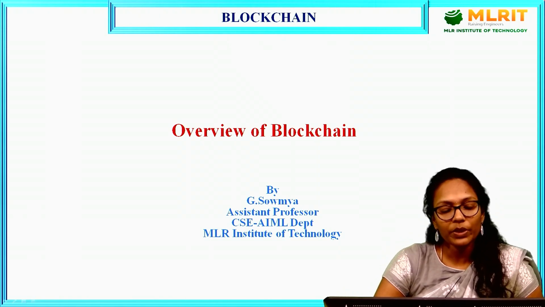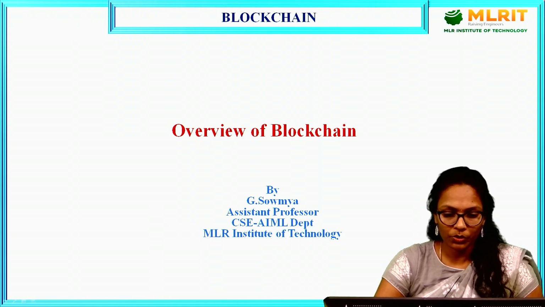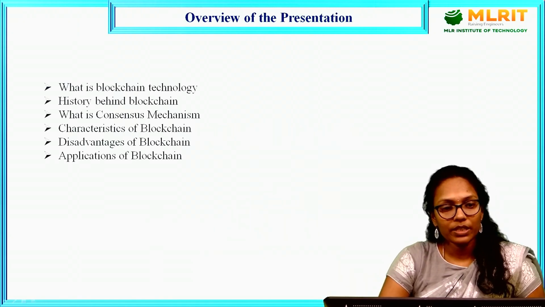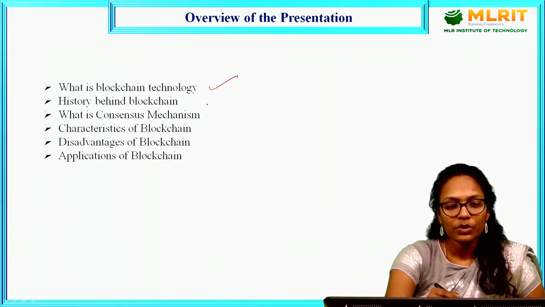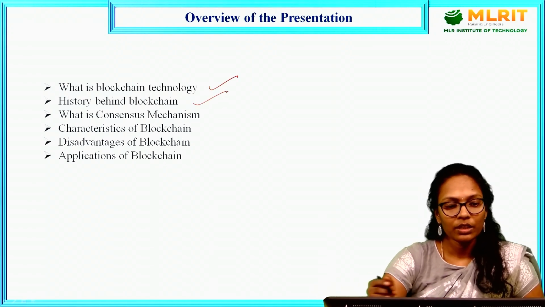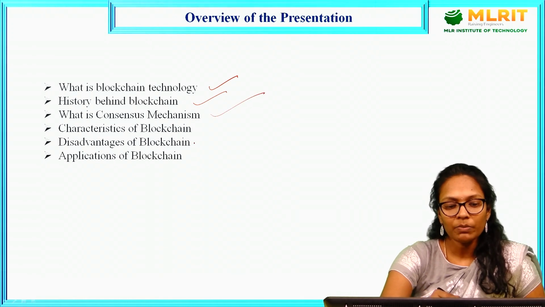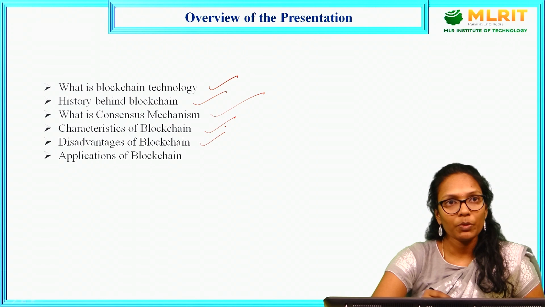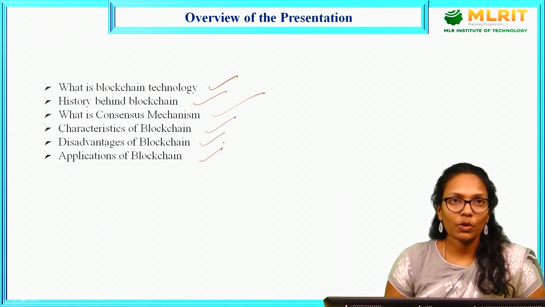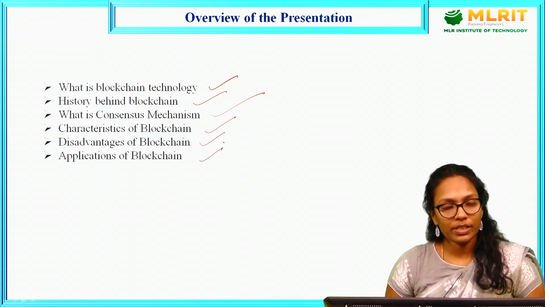In this video, we are going to discuss an overview of blockchain. So coming to the overview of this presentation, it covers what blockchain technology is, the history behind blockchain, what a consensus mechanism is, the different characteristics of blockchain, the different disadvantages of blockchain, and different applications of blockchain. All these things we are going to discuss in this video.